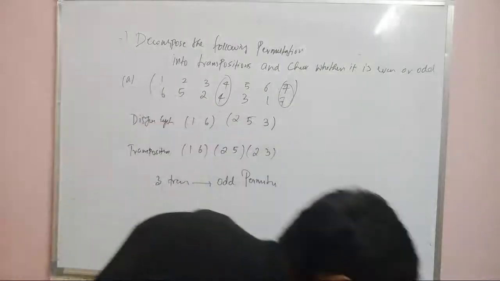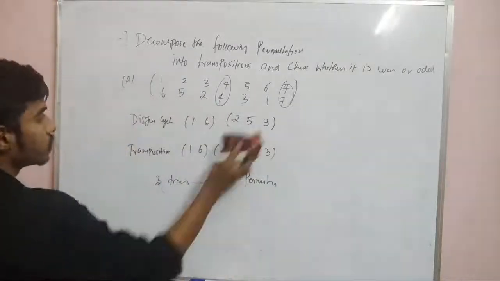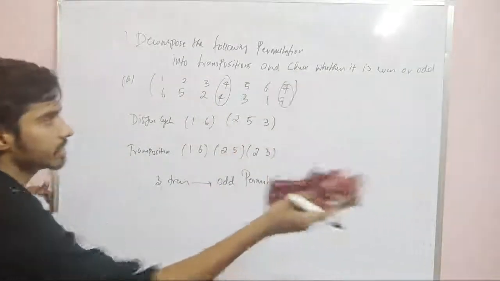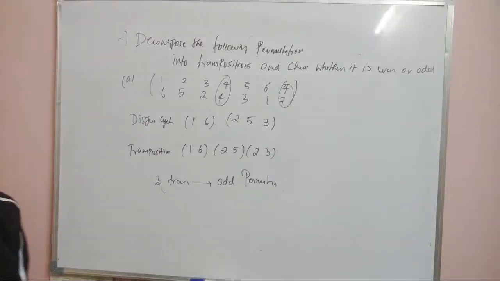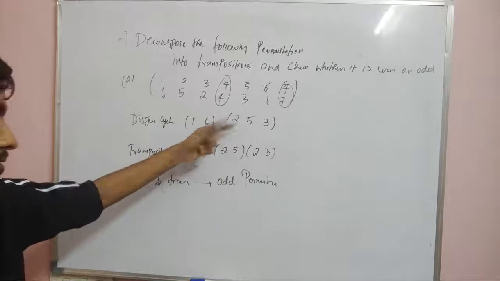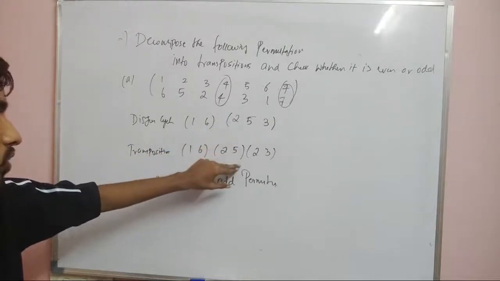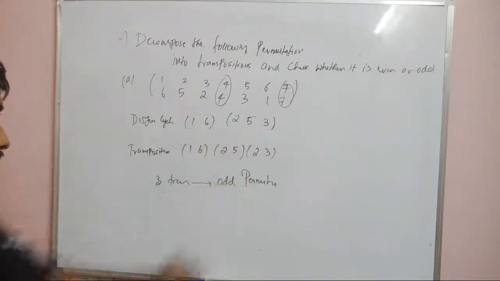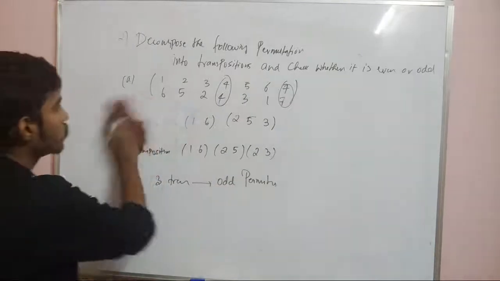So now we'll move on to the second problem. Suppose in the exam it asks us to find whether a permutation is even or odd. You first write that as a cycle, and from the cycle you can shift that to transpositions and count the transpositions. So now we'll move on to the next problem.